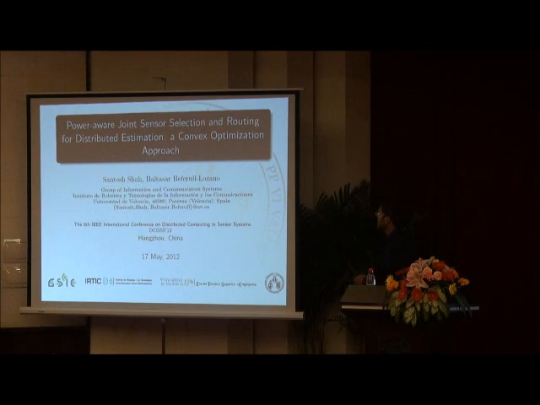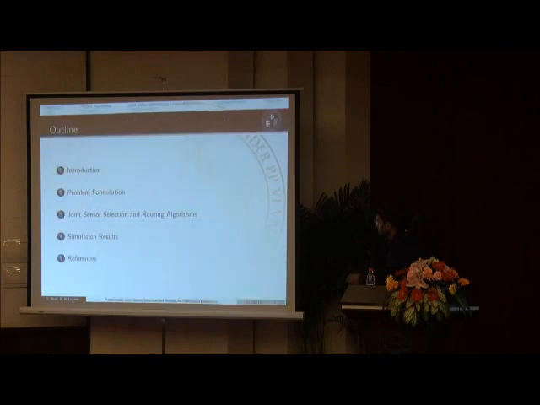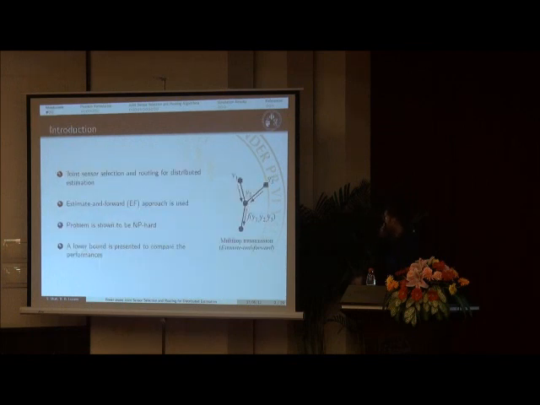This is the next paper, entitled Power Weight Joint Selection and Routing for Distributed Estimation: A Convex Optimization Approach. More or less the motivation is the same, but here I am going to discuss a vector parameter, not a scalar parameter. So at one set of sensors, at one place, we can measure more than one measurement, and there are different algorithms, not the local distributed algorithm. The introduction, formulation, and then the selection algorithm and solution.